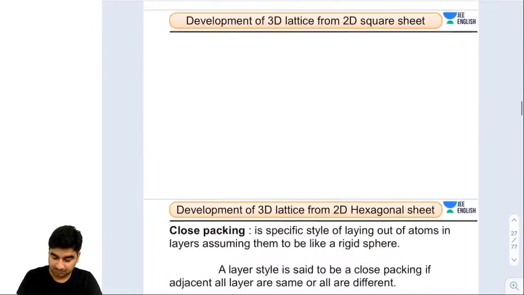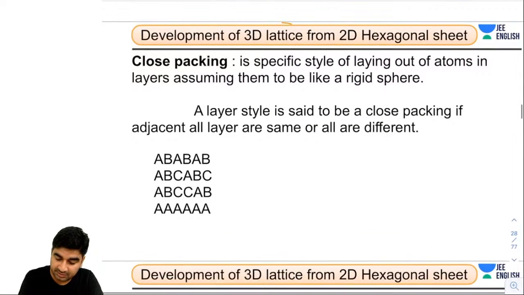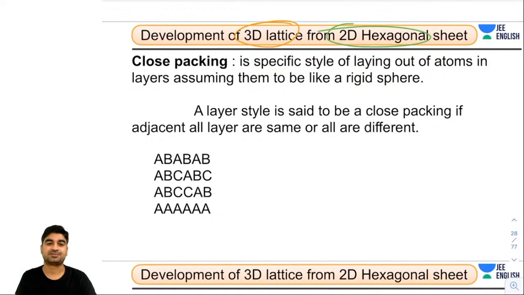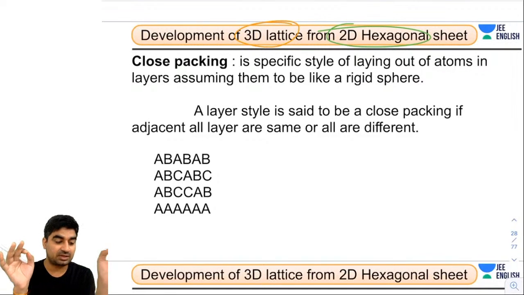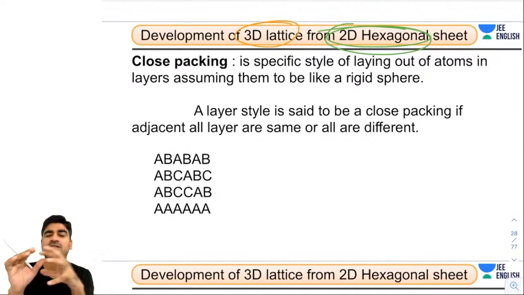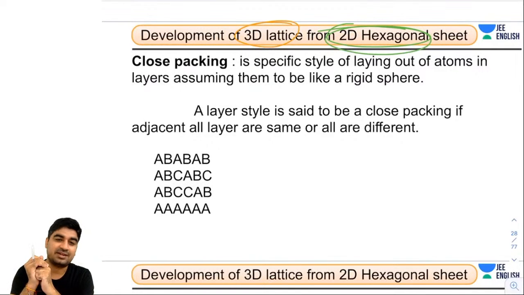So guys, now let's talk about the development of a 3D lattice using a 2D hexagonal sheet. Prior to this I was talking about the development of a 3D unit cell using a 2D square sheet, and now I'm going to take a 2D hexagonal sheet. So this case would be a bit complicated, and now let's see how you people are going to solve it.